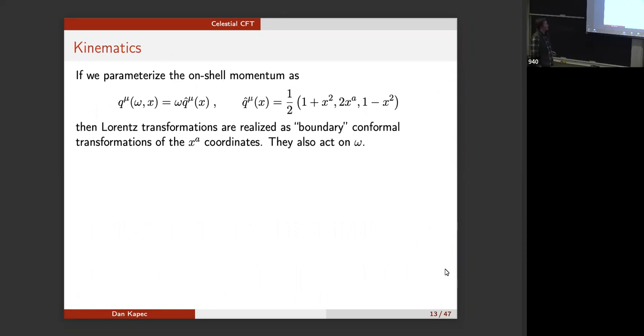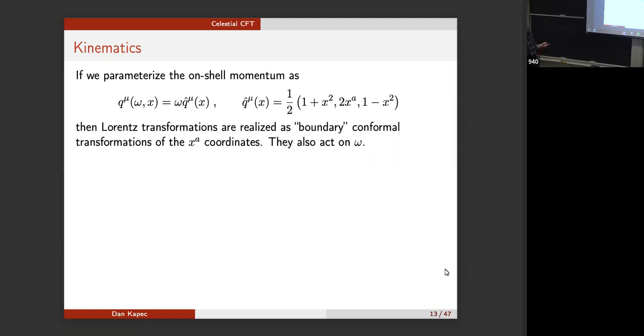All right. So now we're just going to do some of those statements, but with formulas. Again, I'm going to take this parameterization of all the null momenta in the problem. There's some frequency parameter and then d flat coordinates, which parameterize the space-like cut of the cone. And then the Lorentz transformations are just realized as conformal transformations on these d-dimensional coordinates.